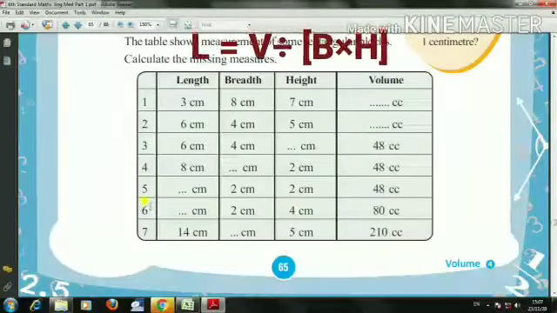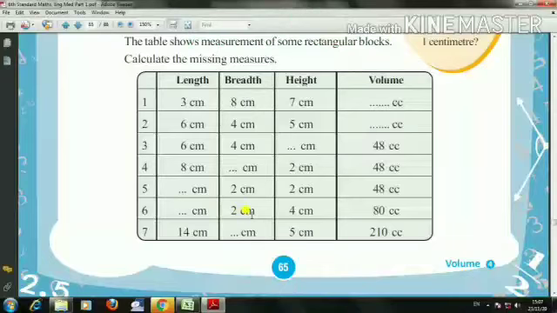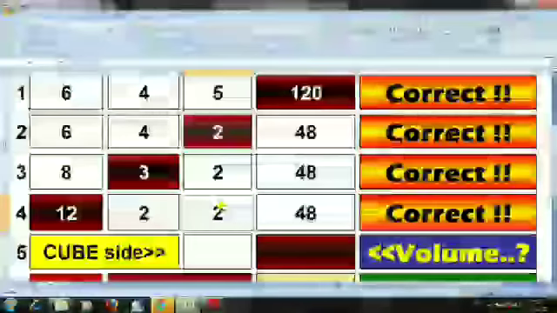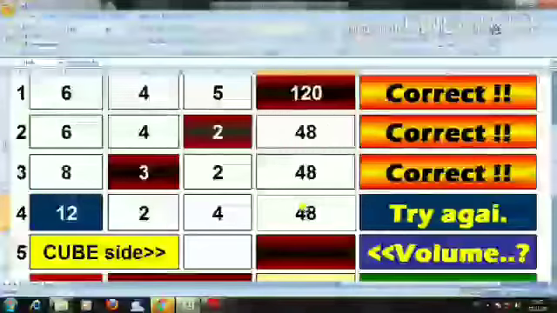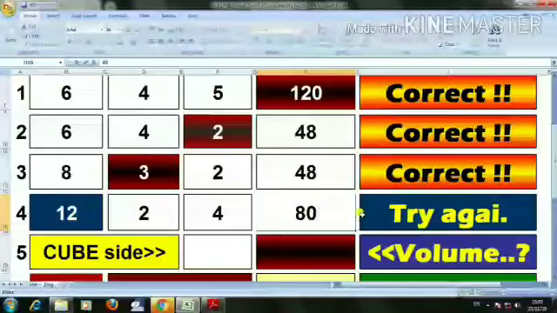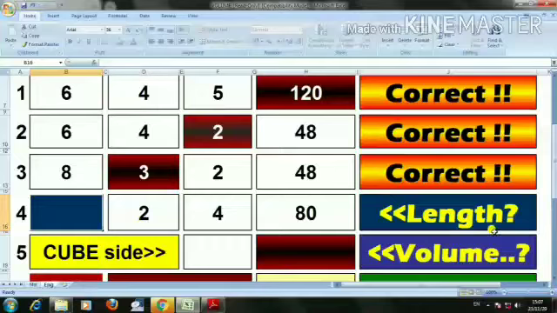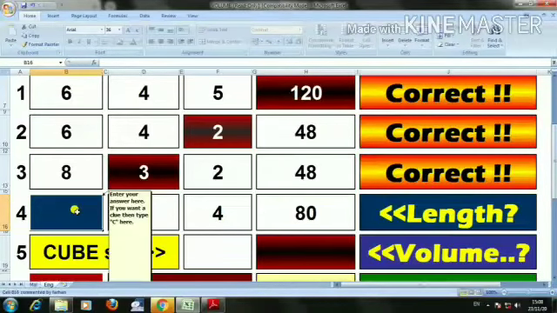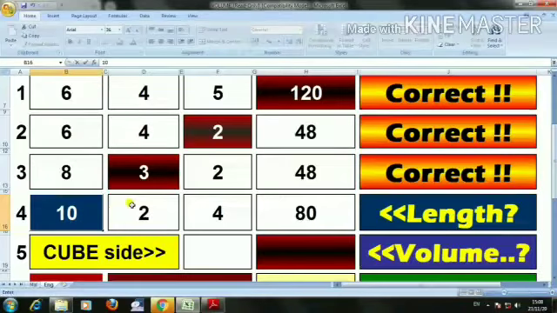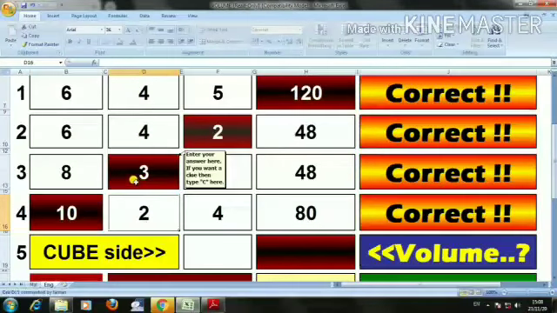Now sixth question. That's also to find out length. 2 is already here. 4 is to be added. 80 is to be added here. Now we have to find out the length. 2 into 4 is equal to 8. 80 divided by 8 is equal to 10. That we have to add here. Now it is also correct.